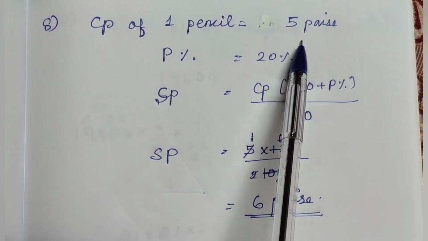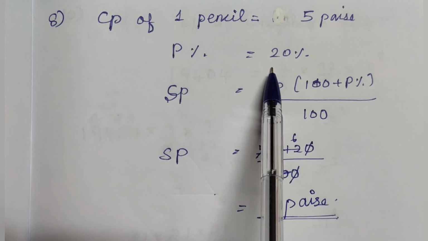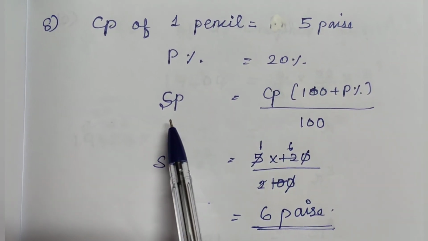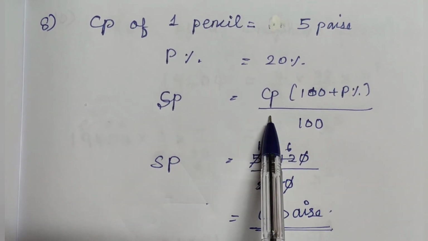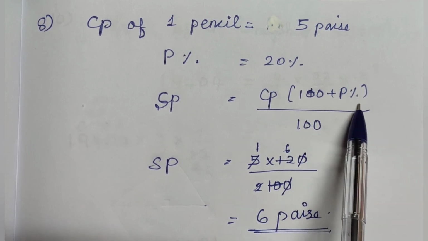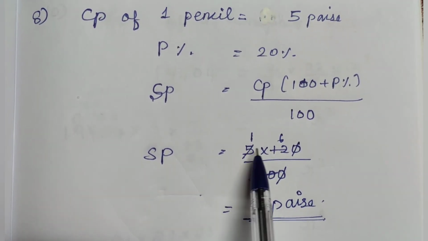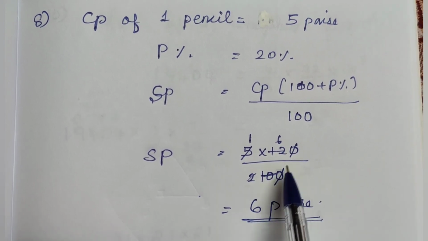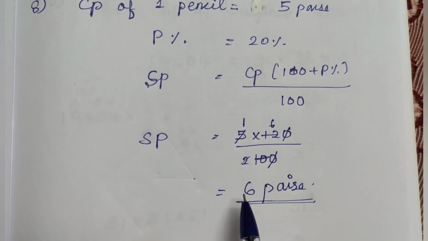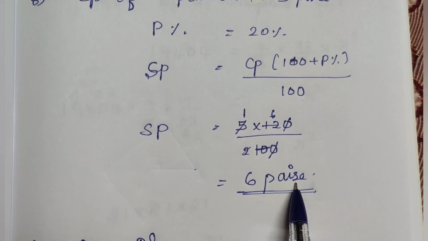CP of one pencil is equal to 5 pies. Profit percentage is equal to 20%. Note down the formula. SP is equal to CP into (100 plus profit percent) by 100. So SP is equal to CP, which is 5, into 100 plus 20, 120, by 100. We get SP is equal to 6 pies.